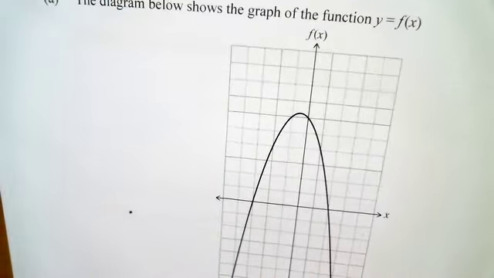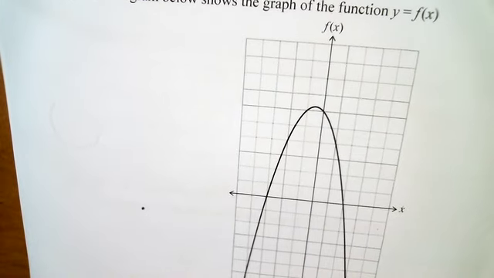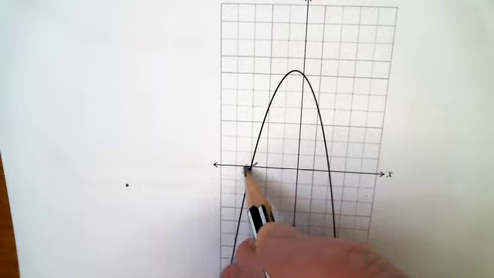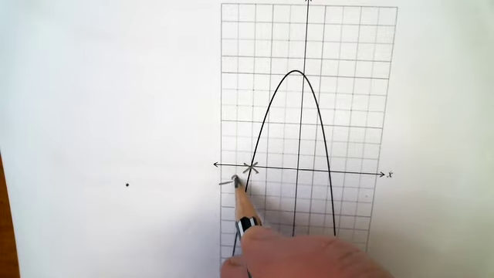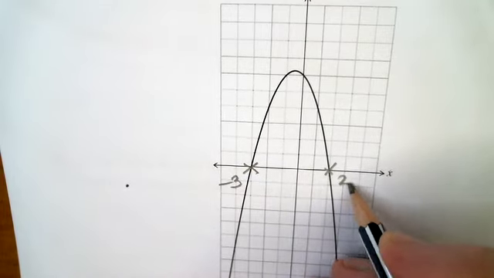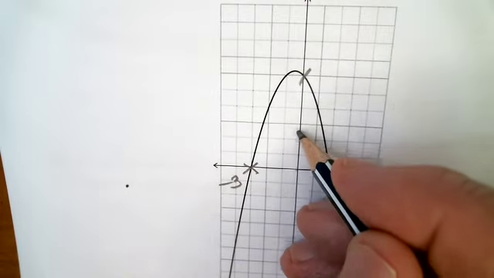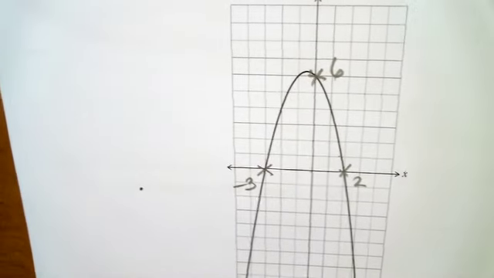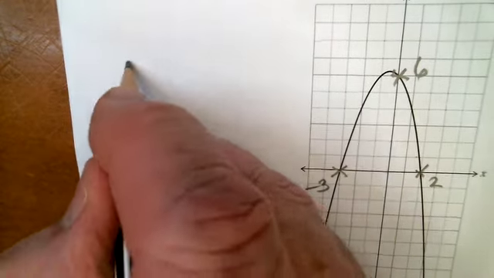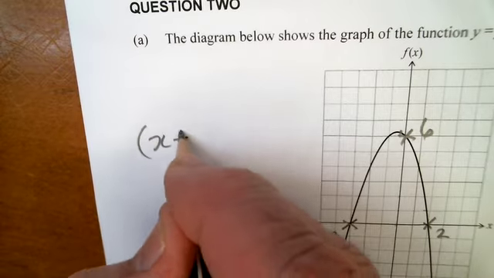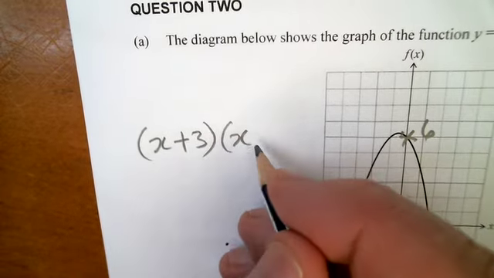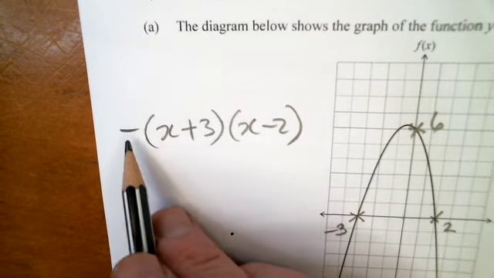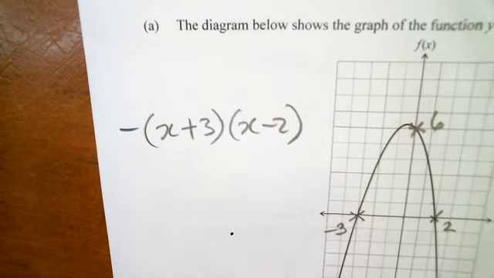But first of all, I'm going to see if I can find the equation of this graph. It crosses at negative 3, that's 1, 2, 3. And it crosses at positive 2, and it crosses the y-axis at 6. So I'm sensing that's probably going to be negative (x plus 3)(x minus 2). Does that work out? Well, 3 times negative 2 is negative 6, and with the negative out the front, that's positive 6. So that is going to be the graph, yes?